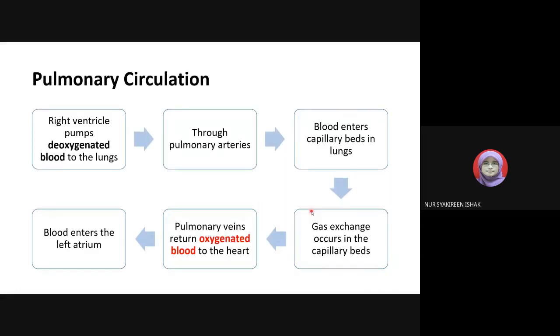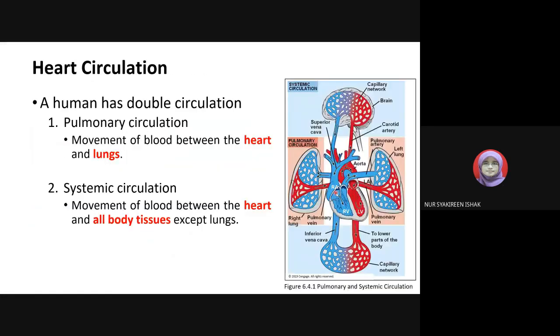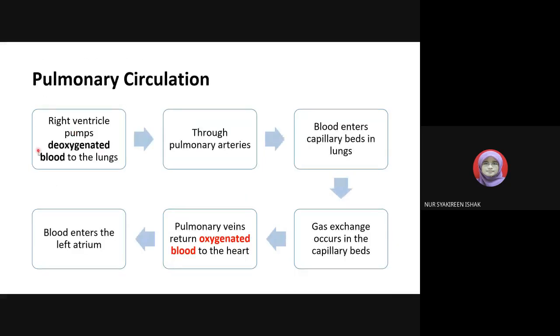Okay, so we look at the pulmonary circulation. So right ventricle, okay, this is the right ventricle, pumps oxygen poor blood to the lungs, through the pulmonary arteries. Pulmonary arteries, as I said, carry oxygen poor blood to the lung. So it enters into the capillary beds of the lung, gas exchange occurs, returning oxygen rich blood to the heart that enters into the left atrium through the pulmonary vein.